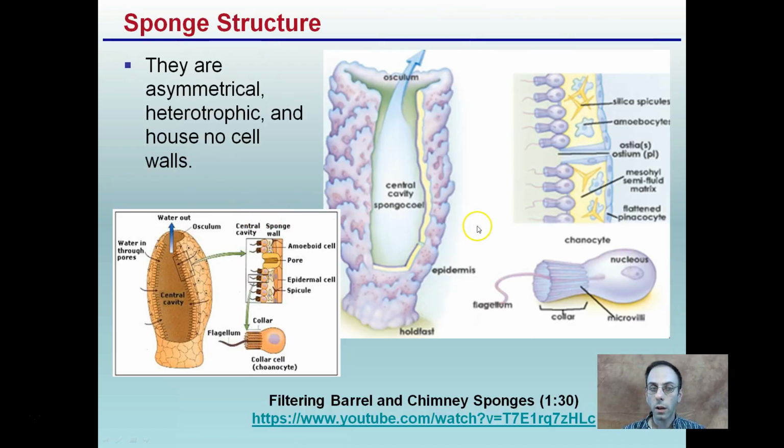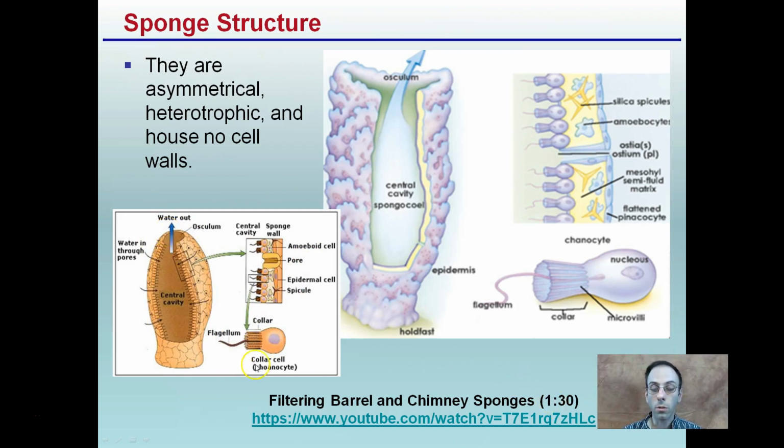Here's another example of how they look. They're asymmetrical, heterotrophic, and have no cell walls. The lack of cell walls indicates that because we are talking about animals, they need to consume food, they're not making their own. And we see indicated here water in and water out, so they are exchanging water with the outside environment.